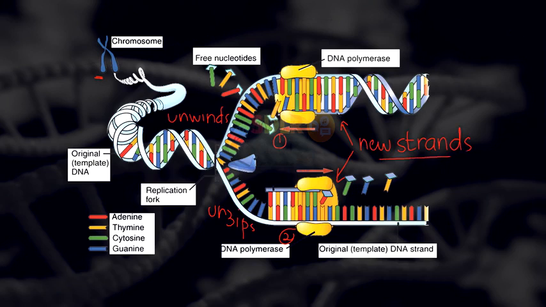Remember I said, each strand is identical to the other, and each strand is identical to the original strand from which we started. To summarize, from one DNA strand, we produce two identical new DNA strands, so that is basically DNA replication.